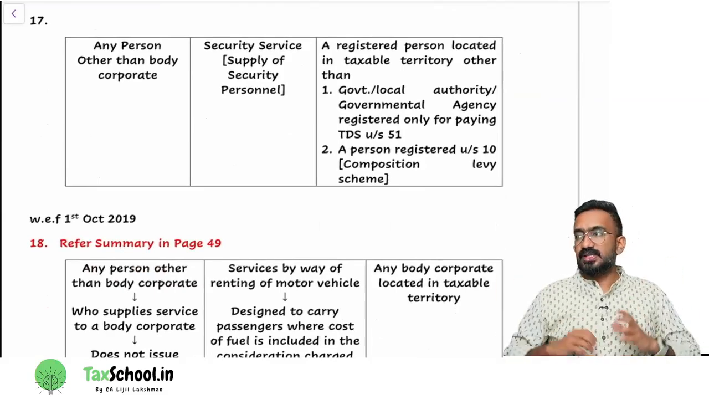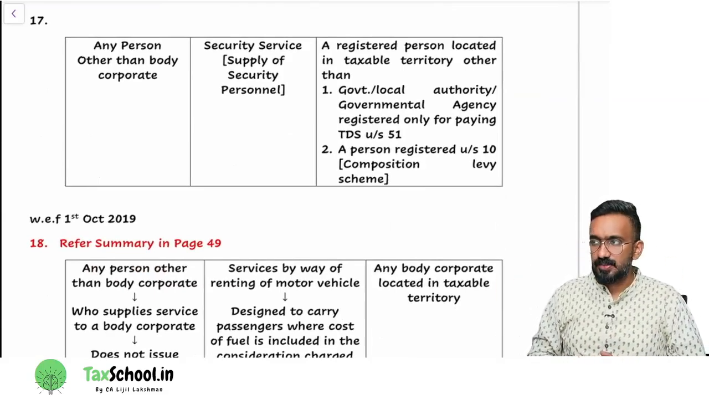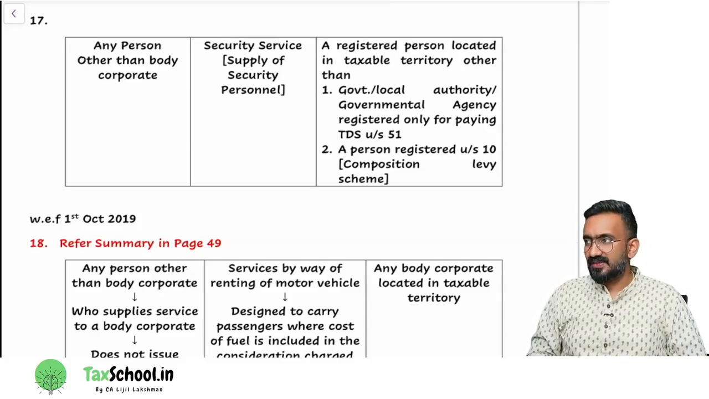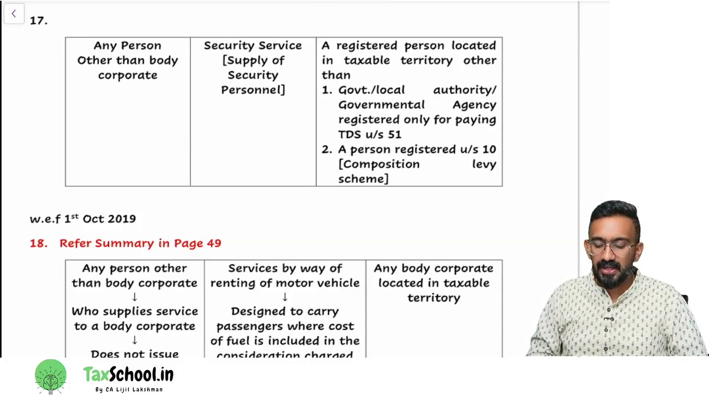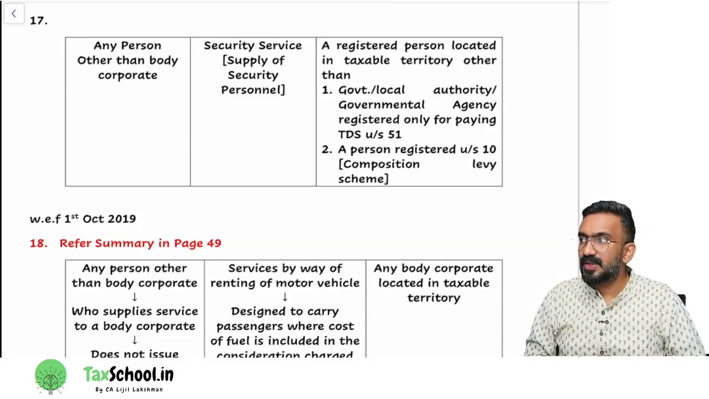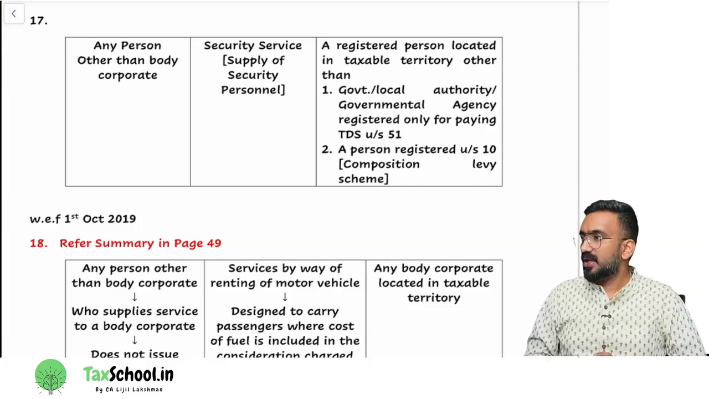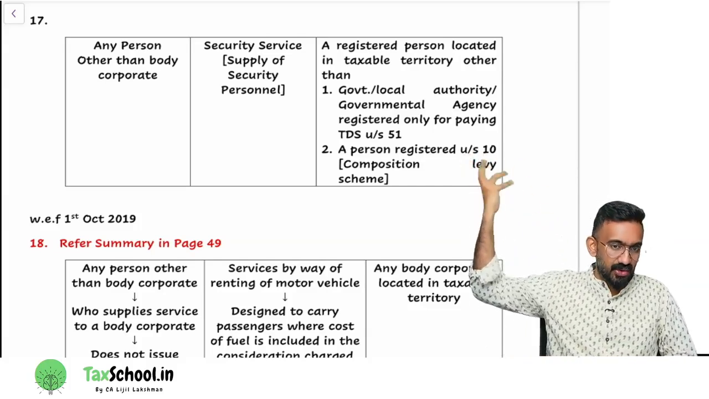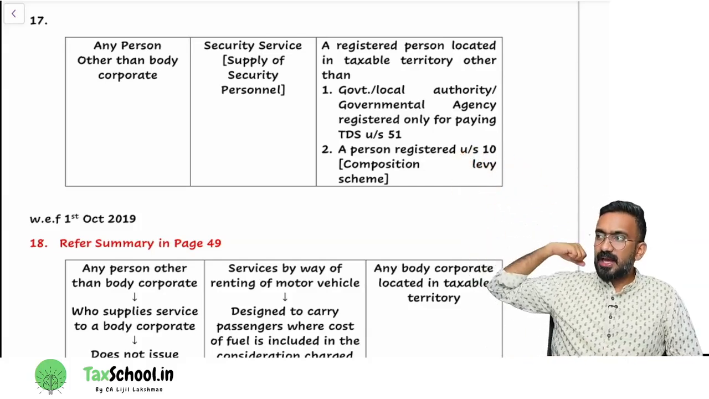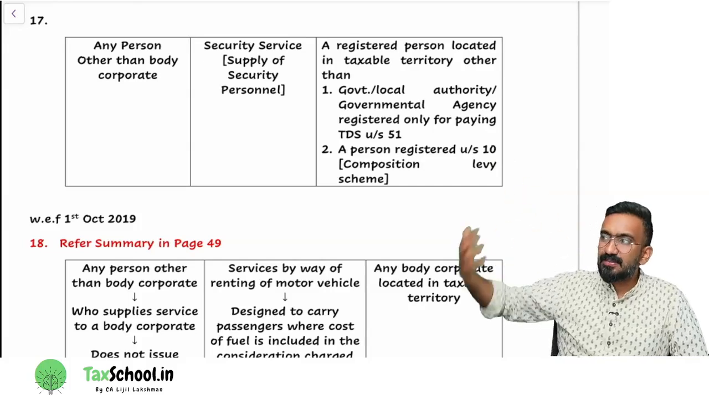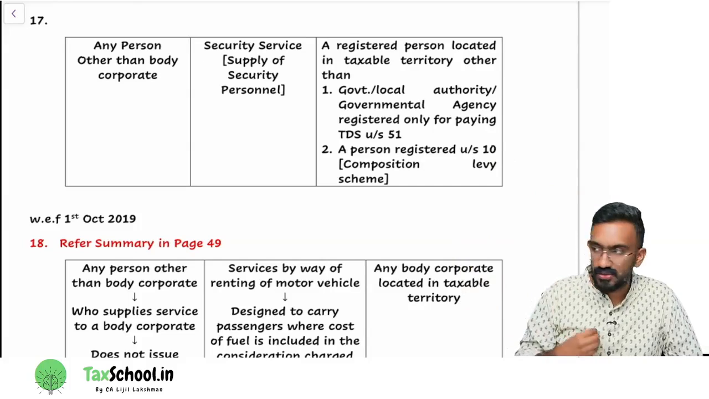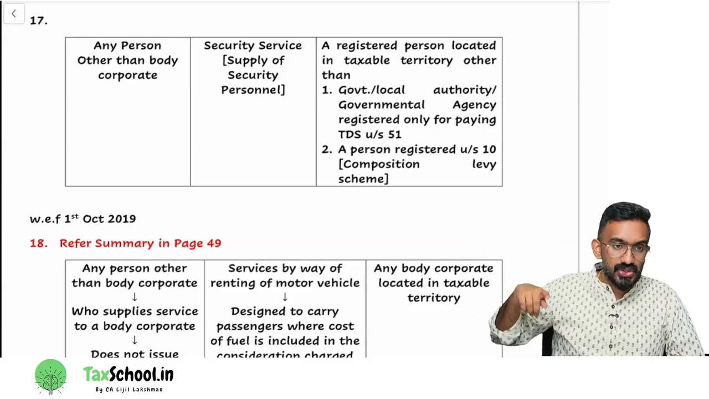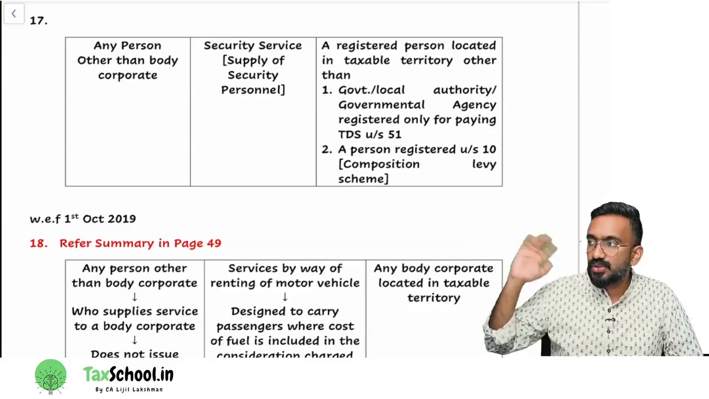I had discussed this point somewhere else as well, but let's quickly recap. Any person other than a body corporate is doing security services. What is the security service mentioned here? Supply of security personnel to a registered person located in the taxable territory is taxed under RCM. However, RCM will not be applicable in two cases. I have already discussed this together with the composition levy scheme. When the recipient happens to be government, local authority, or a governmental agency registered only for paying TDS under section 51, it will not be under RCM, it will be under FCM. Similarly, if the recipient is registered but opted for the composition levy scheme, it would also be under FCM.